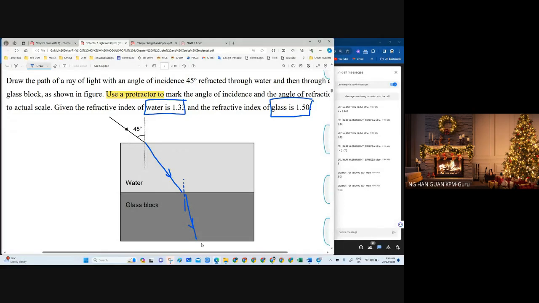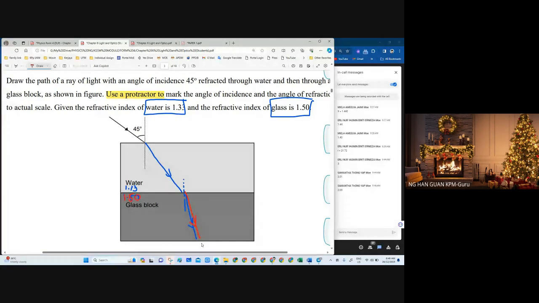Right? Because it's from the optical index length into water. So the refractive index is 1.33 here, and the refractive index is 1.50. So that's why it will bend more towards the normal.